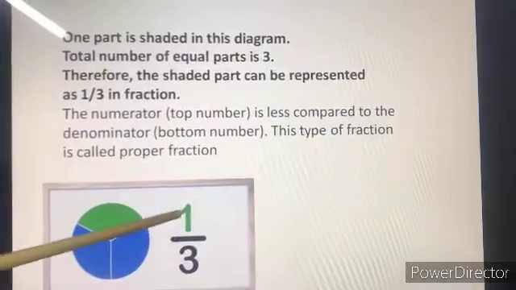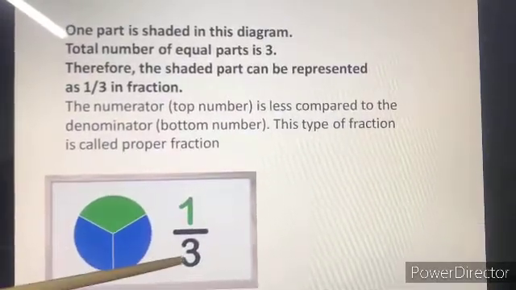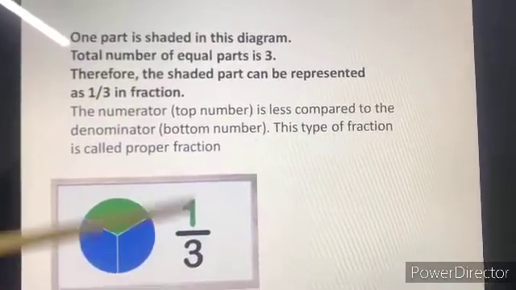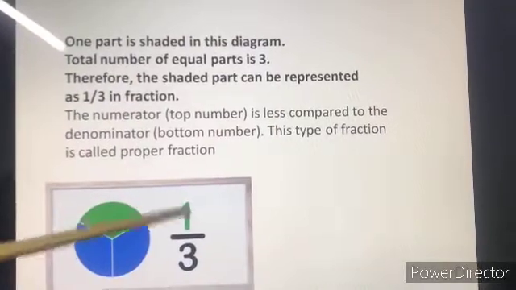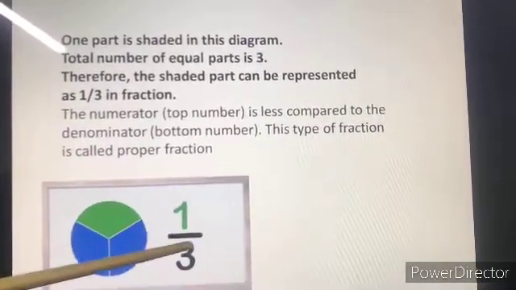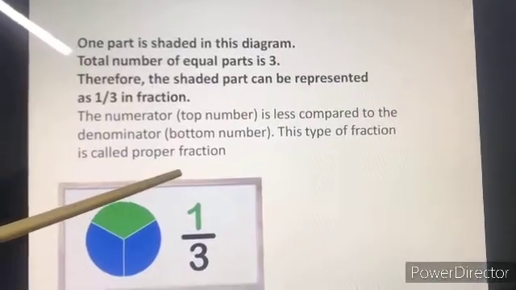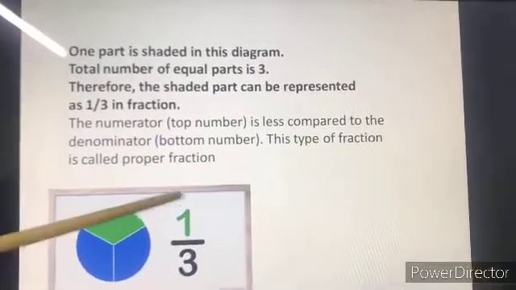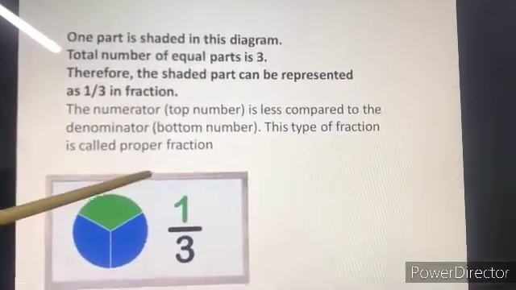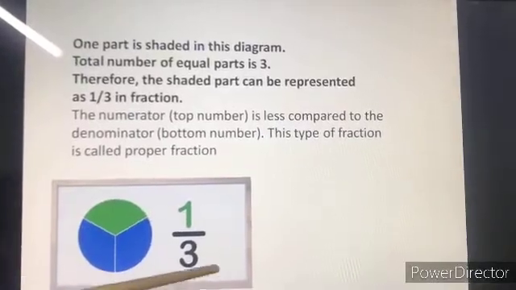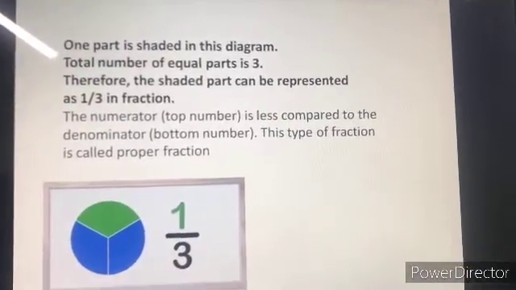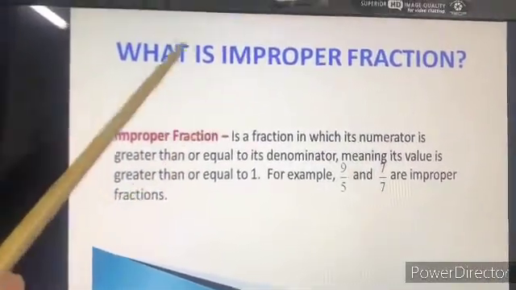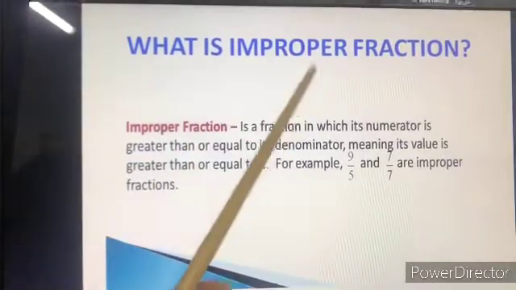The numerator, the top number, is less compared to the denominator, the bottom number. This type of fraction is called, yes, where the numerators are lesser and denominators are bigger, that fraction is known as a proper fraction. And you can simply write 1/3. So all of you know now what a proper fraction is, what a numerator is, what a denominator is, and how you can write a fraction. Let's move to improper fraction. Obviously, as you see, the word is saying proper and then improper.